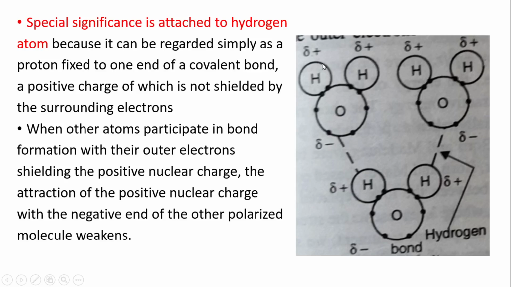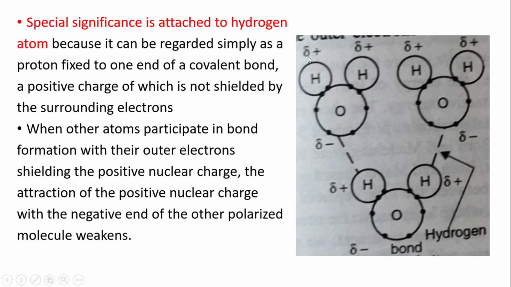So what about the hydrogen side, the two hydrogen atoms? It is simply a proton and hence a strong positive charge. On the other hand, the oxygen side is full of electrons. So the hydrogen atom has a strong positive charge and the oxygen side has a strong negative charge. In this way, permanent dipoles are produced on the water molecule.